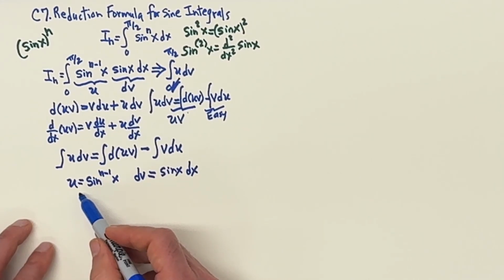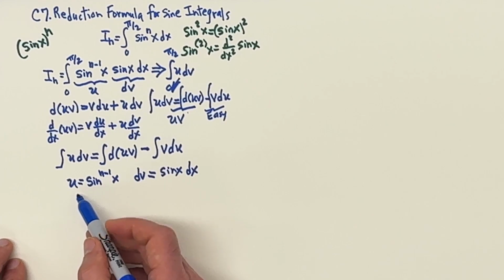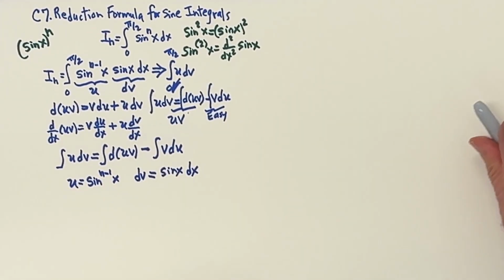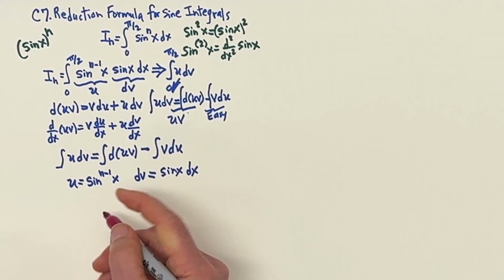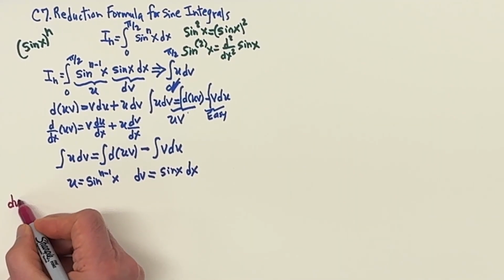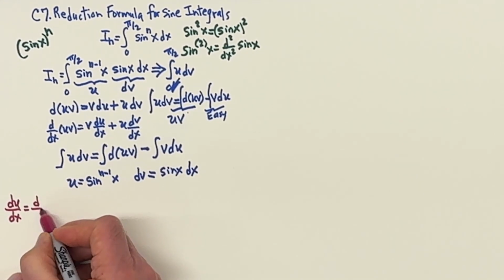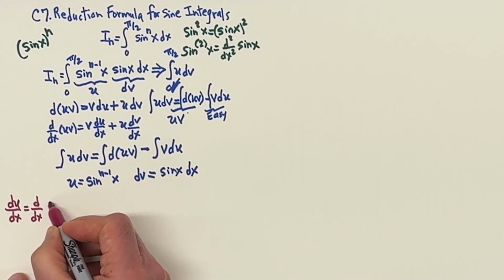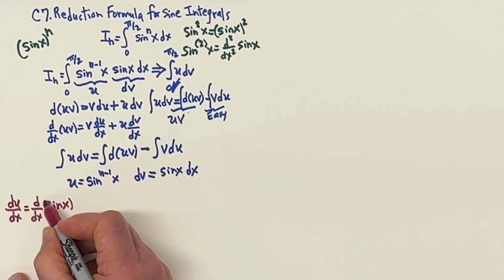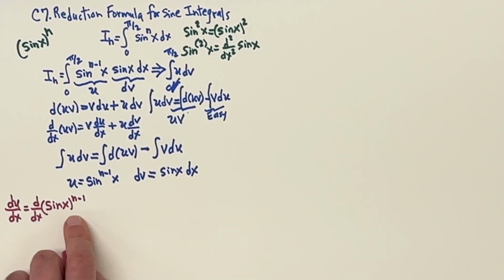So here we'll do the du first. But let's think of this first by taking a derivative, du dx. That would be d dx of sine. And now I'm going to write the sine of x like this with the n minus 1 on the outside, all right?